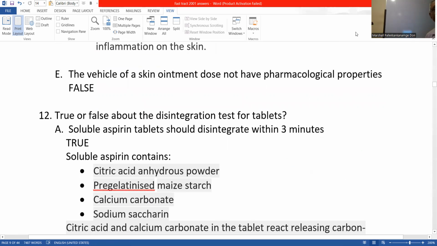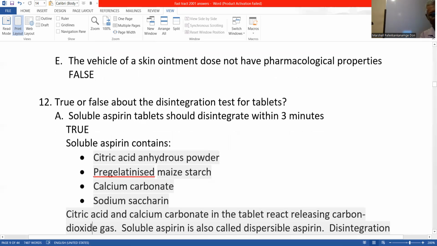E, the vehicle of a skin ointment does not have pharmacological properties. So that is false. If it is a hydrocarbon ointment base, that can prevent evaporation of moisture from the skin. So they have a moisturizing action and a soothing effect. So many pharmacological effects are there from the ointment base or vehicle.